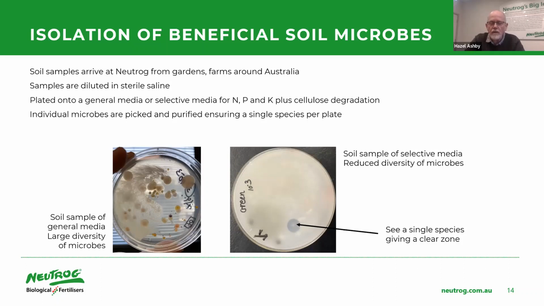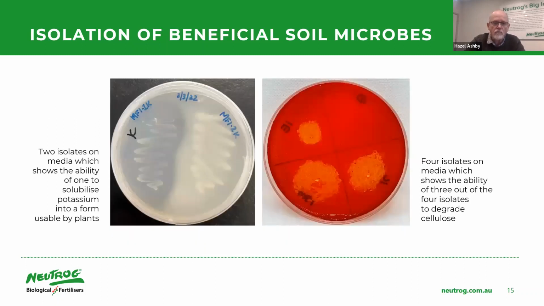And so potassium, and in particular phosphate, are things that are locked up very, very tightly, and they're often not available for plants to use. So here you see another set of plates. On one side, you see that potassium plate. You can see one microbe is very good at solubilizing it and the other one doesn't.